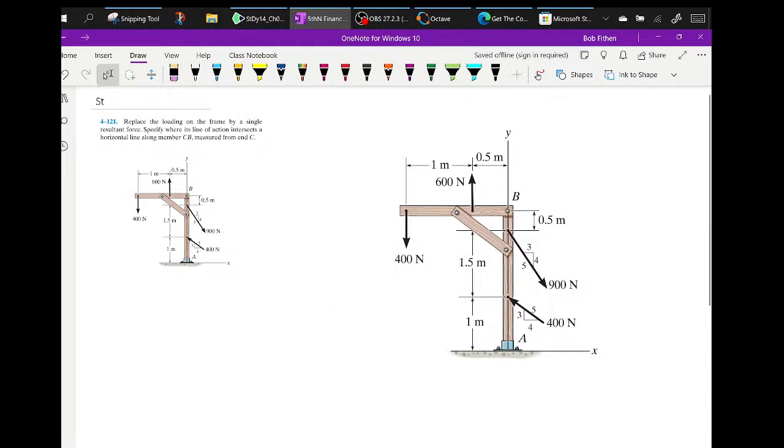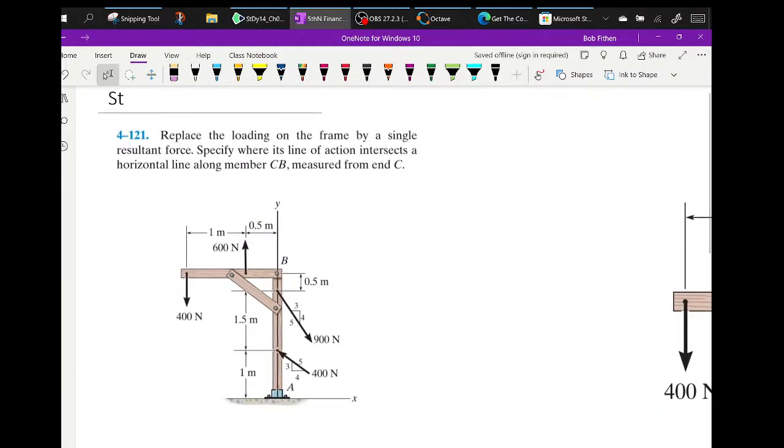Okay. Got a weird situation here. So let's read what he wants us to do, and then we're going to look at what we want to do as an engineer. The first thing he says is to replace the load on the frame by a single resultant force. Specify where its line of action intersects a horizontal line member, CB. Where's C?